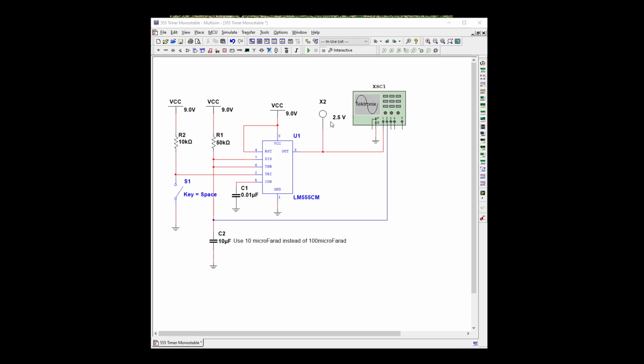I've got an LED or probe here, and I got our Tektronix scope. And I changed the 100 to a 10 because the simulation lasts too long. It works for real components, but our simulation takes too long to do this. So let's go ahead and start it.